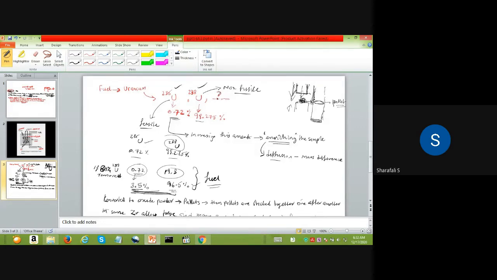So this is a tube. Let's consider some tube like this. This pellet is arranged here, another pellet is next, one after another. Pellets are arranged one after another, and this tube will be made up of zirconium. So this is the zirconium tube, and your pellets are inside of that zirconium tube.